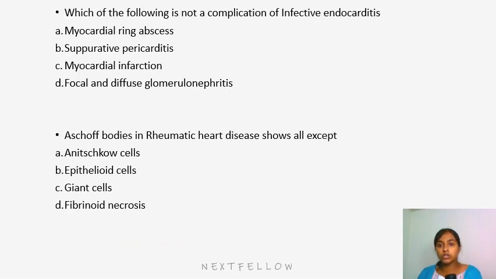So which of the following is not a complication of infective endocarditis? So ring abscess is a most important complication. Myocardial infarction is not a complication of infective endocarditis. Just go through the previous, we have already discussed that. Okay, glomerulonephritis is a complication, pericarditis is a complication of infective endocarditis, ring abscess is also an important complication of infective endocarditis. So MI is not a complication. So Aschoff bodies in rheumatic heart disease show all except Anitschkow cells. Epithelioid cells it does not show. Okay, so the answer is epithelioid cells.